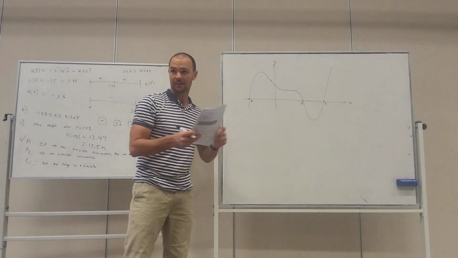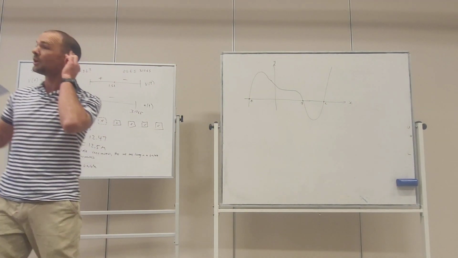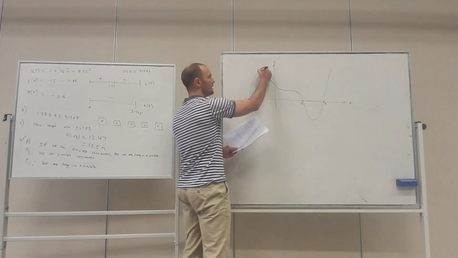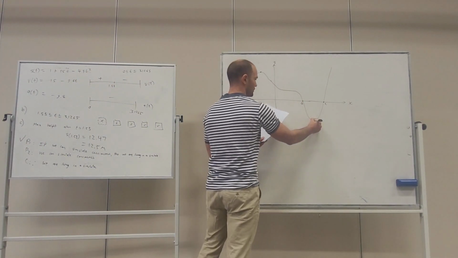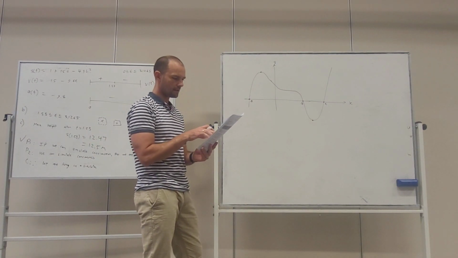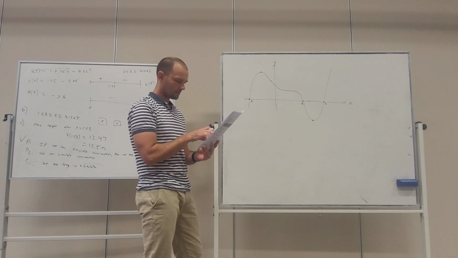We have turning points at d and e. Now, a turning point is when the function turns, from increasing to decreasing or decreasing to increasing. So that's going to be here and here. Those are the local maximum and local minimum, and that's brought out in our table in 3C. So that is d and e.